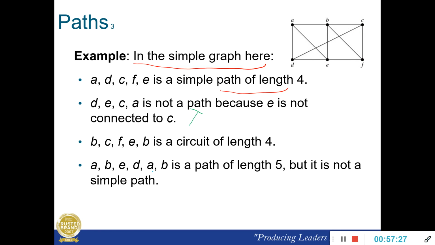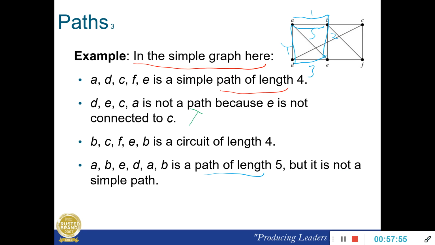So ABEDAB is a path of length 5. 1, 2, 3, 4, and 5. But it is not a simple path.